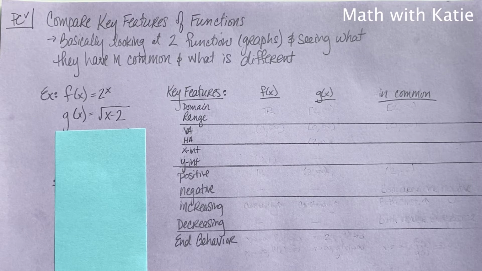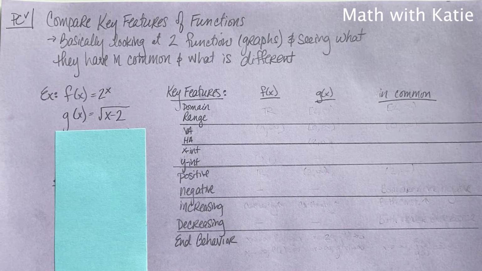Hey everyone, so today we're going to be comparing the key features of different functions. So basically all this means is you're going to look at two different functions or the graphs of two different functions, see what they have in common, see what's different, or if they give you a question like which of the following two graphs both have the same vertical asymptote, you'll be able to decipher which answer is correct.